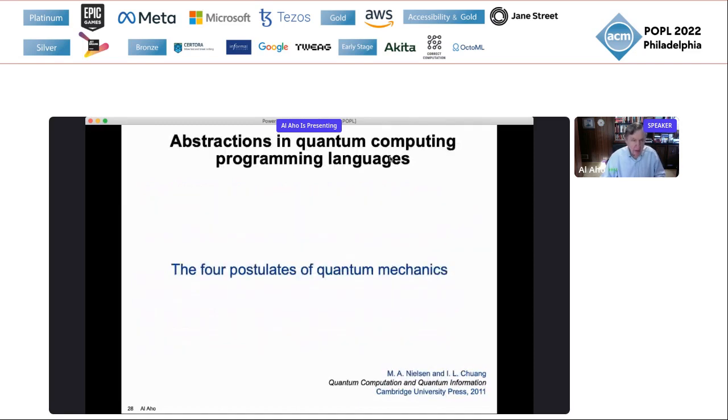I will begin by reviewing the four postulates of quantum mechanics, a fundamental theory in physics developed in the early part of the 20th century that describes the physical properties of nature at the scales of atoms and subatomic particles. From these postulates, we can derive the abstraction of quantum circuits, one of the key models of computation underlying quantum programming languages. I'm going to follow the treatment of quantum computation as presented in Nielsen and Chuang's classic book, Quantum Computation and Quantum Information.